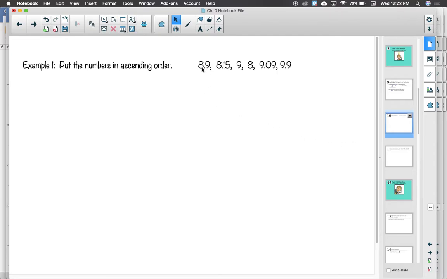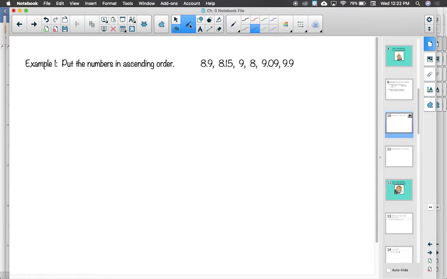First, we have our list of numbers: 8 and 9/10, 8 and 15/100, 9, 8, 9 and 9/100, and 9 and 9/10. So we're putting these numbers in ascending order, and ascending means least to greatest. So we're looking for the smallest number first. When I look at these numbers, I'm going to focus on the whole numbers first. I've got 3 numbers with an 8 in the ones place: 8 and 9/10, 8 and 15/100, and 8.